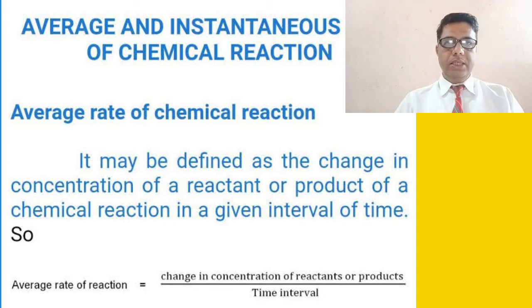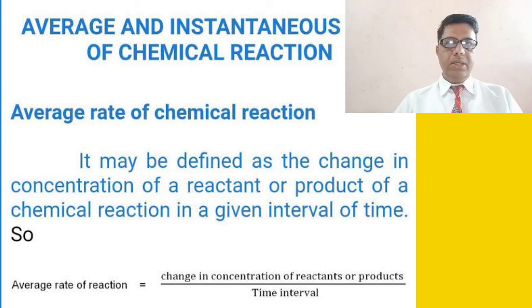We consider an example, A plus B gives C plus D. As the reaction starts, A and B react with each other, and as time goes on, there is simultaneously a formation of C and D. So the average rate of reaction is simply the change in concentration of a species divided by the time interval through which these changes go on as time increases.